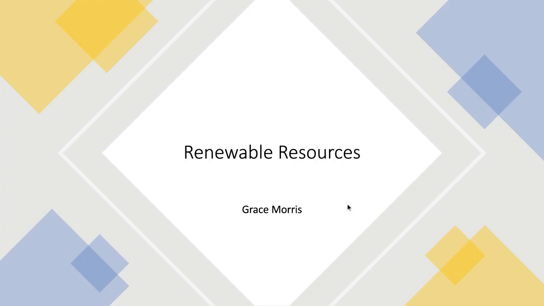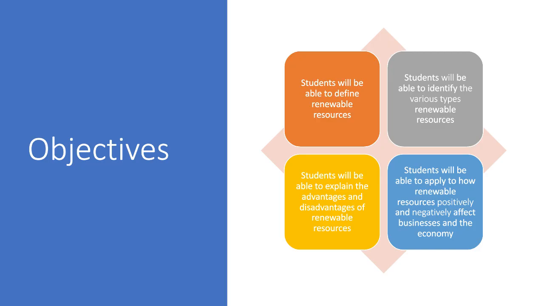So I'm doing mine on renewable resources. The objectives are: students will be able to define what a renewable resource is, identify the various types of renewable resources, explain the advantages and disadvantages of renewable resources, and finally, apply how renewable resources positively and negatively affect businesses and the economy.